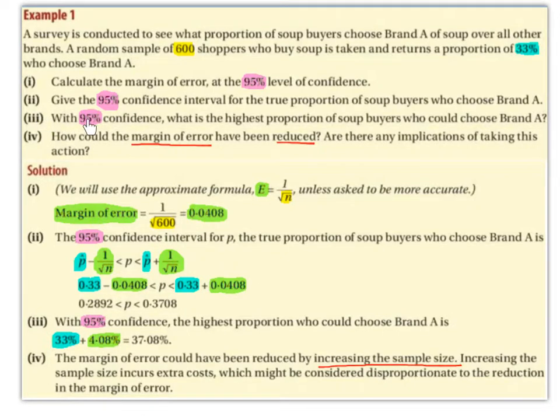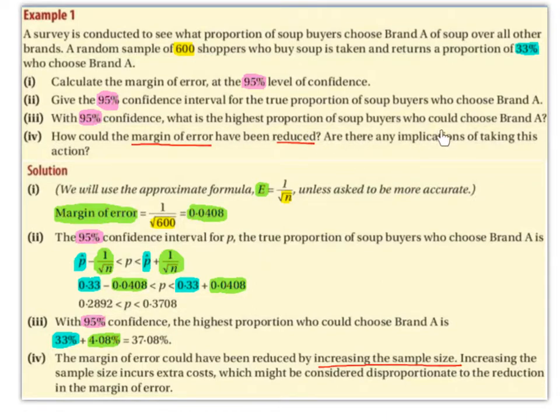Part 3. With 95% confidence, what is the highest proportion of soup buyers who could choose brand A? So with 95% confidence, the highest proportion who could choose brand A is 33% plus 4.08%, which is 37.08%, which is basically this decimal. Here is a percentage. So this is the highest proportion who could have chosen brand A. And likewise, the lowest proportion who could have chosen brand A would be 28.92%.